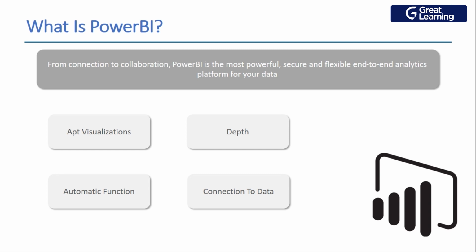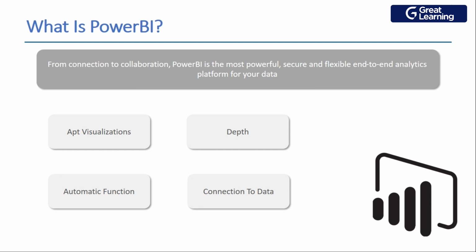Let's try and understand Power BI a little more with the features that it offers. To start with, Power BI offers apt visualizations. The number of options when it comes to visualizing your data are plenty, they are numerous, and you can actually go ahead and customize your visualizations and do a lot of things with it. As we get into the demo part, we'll be discussing these bits in a lot more detail, and all of a sudden these concepts like depth, automatic functions, connecting to data, apt visualizations will start making a lot more sense to you.